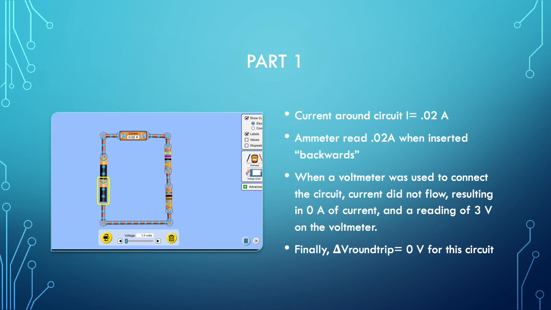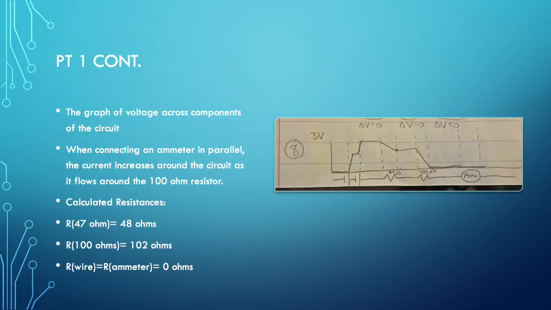When a voltmeter was used to connect the circuit, the current did not flow, resulting in 0 amps of current and a reading of 3 volts on the voltmeter due to a potential difference. Finally, for the entire round trip when the circuit was connected, it was 0 volts for this circuit. The picture shows a graph of voltage across each component of the circuit.